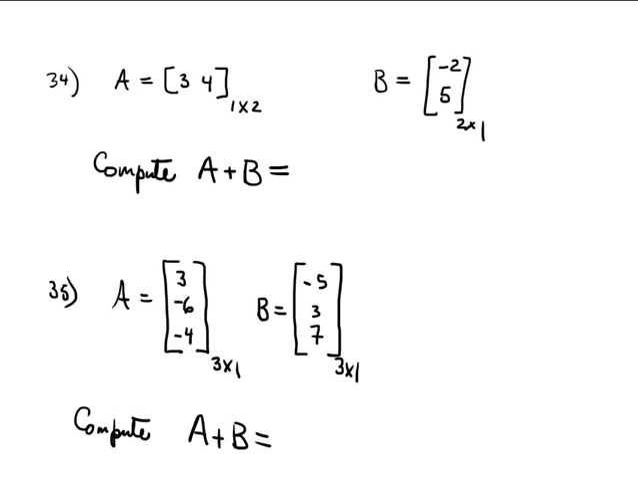Okay, the dimension for the first is 1 by 2. The dimension for the second is 2 by 1. It's obvious that the dimension doesn't match. The dimension must be equal in order to add or subtract the matrices. So it's obvious that the answer is not defined.